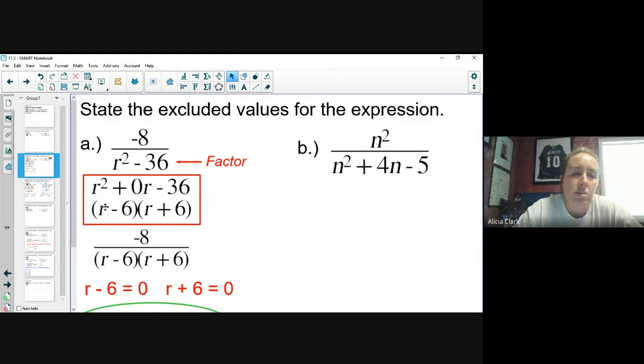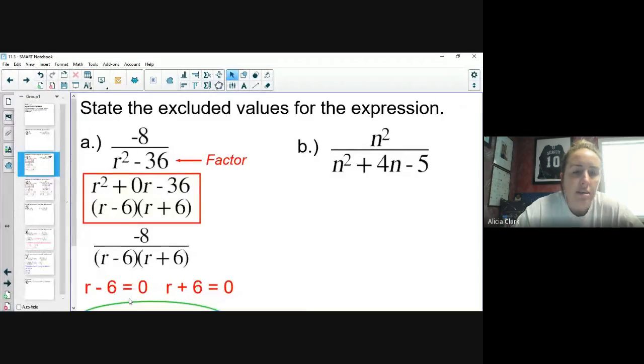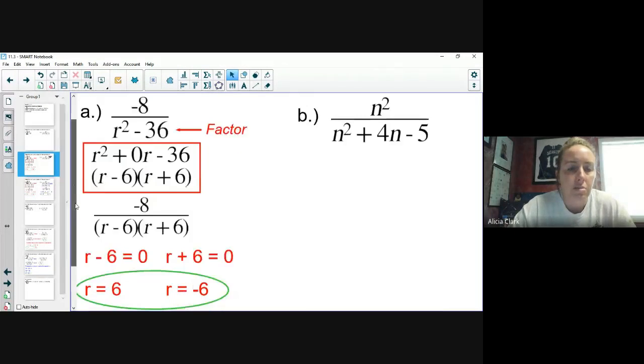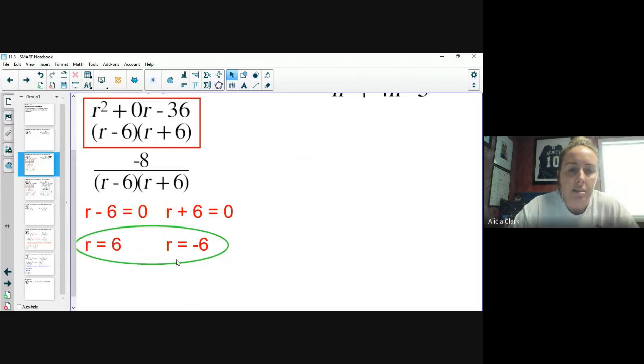So this is me factoring the denominator right here. So what you actually have is negative 8 over r minus 6 times r plus 6. Now you can actually find the excluded values by setting each one of these equal to 0. Okay, so you've got r minus 6 equals 0, and you've got r plus 6 equals 0. If I solve those, I get 6 and negative 6 as my excluded values.